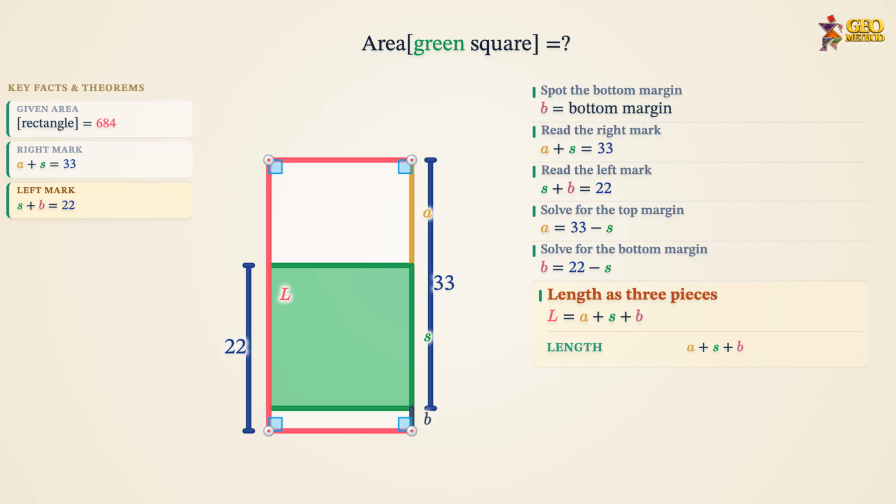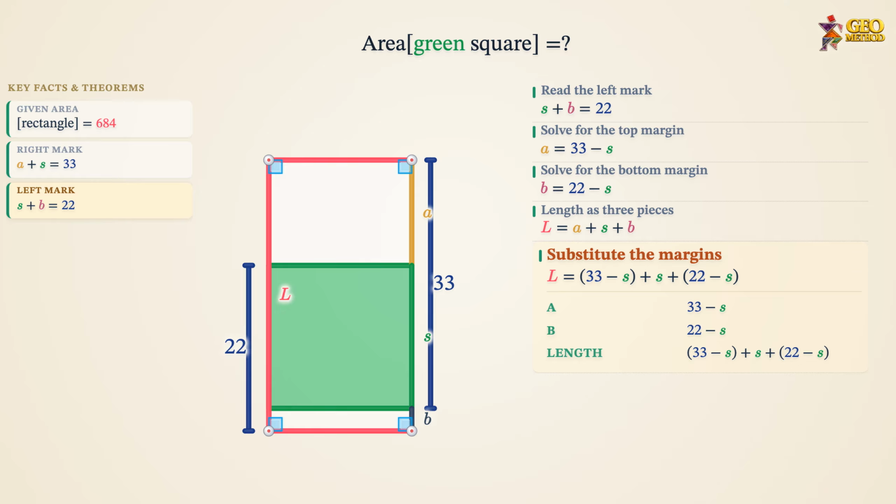Reading the rectangle top to bottom, its full length is the top margin, then the square, then the bottom margin. So L equals A plus S plus B. Now swap in our two expressions for the margins. The length becomes 33 minus S plus 22 minus S.